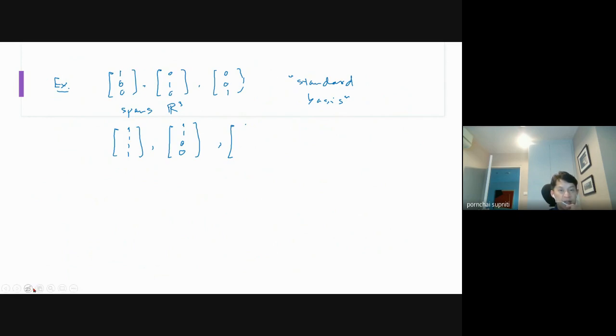Let me make it, instead of writing 0 0, let me write it as -1 -1. And I can have 1 -1 1 -1, and I can have 1 -1 -1 1. So these are also bases that can span R4. Meaning that if you put all these column vectors in an A matrix and then use Gaussian elimination, you have non-zero pivots. So it spans.